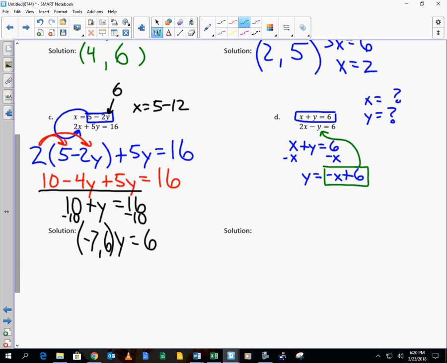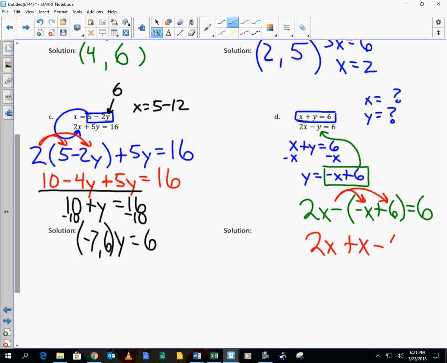As I substitute that in, I get 2x minus the quantity, negative x plus 6, equals 6. I don't have an addition sign, I have a subtraction sign. I have to distribute that subtraction sign through. So I have a 2x, I have positive x, and I have minus 6 is equal to 6. Are there any terms I can combine together? Yes, there are. 3x minus 6 is 6.